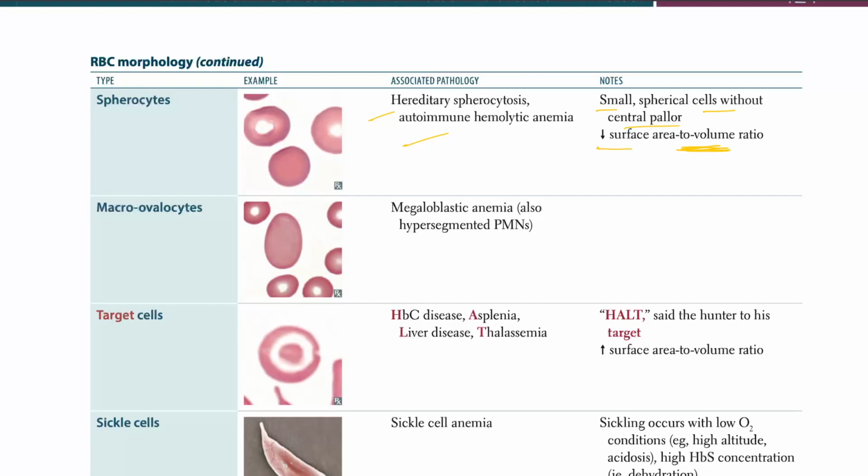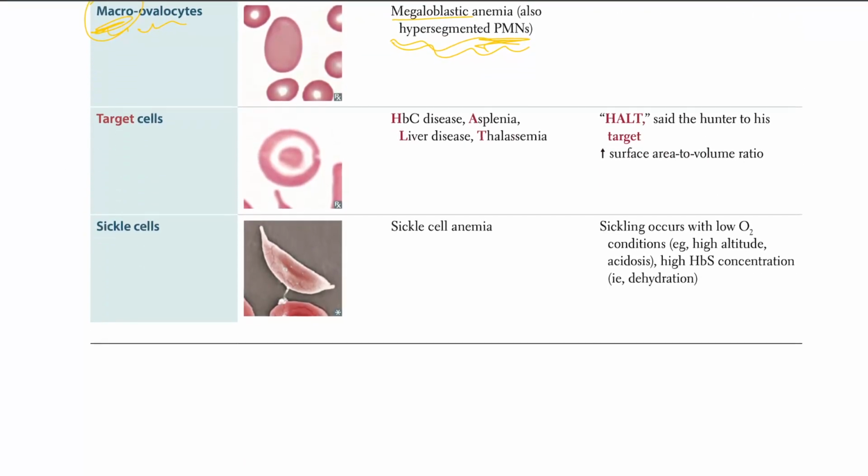And then you have the next one, which is the macrovalocytes. They are the megaloblastic cells. They are seen in megaloblastic anemia, and you also see hypersegmented multinuclear cells. Okay, that's the macrovalocytes.